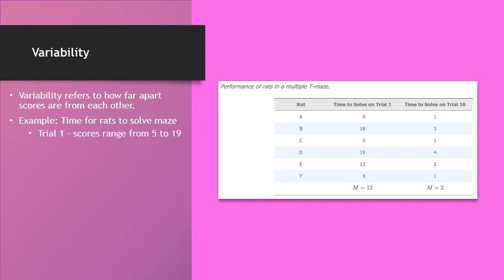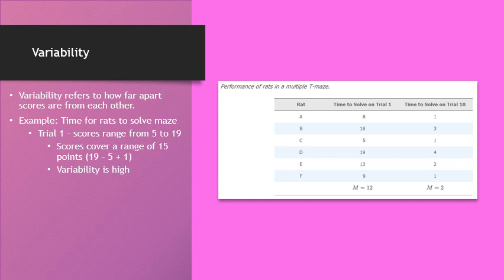So trial 1, let's look at the range of scores. The lowest one is 5, the biggest one is 19. And remember, when we're talking about time, it's a continuous variable. So when you find the range for continuous variables, you have to do the biggest score minus the smallest score plus 1, or you can do the upper real limit of the biggest one, which would be 19.5, minus the lower real limit of the smallest one, which would be 4.5, and you'd get the same answer.